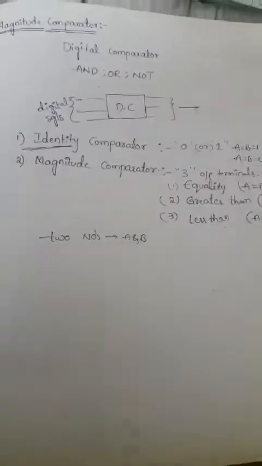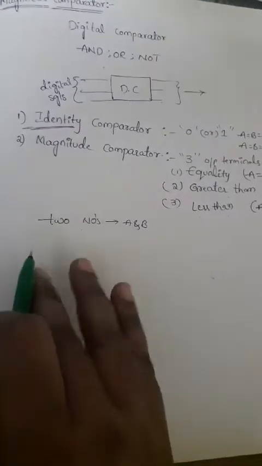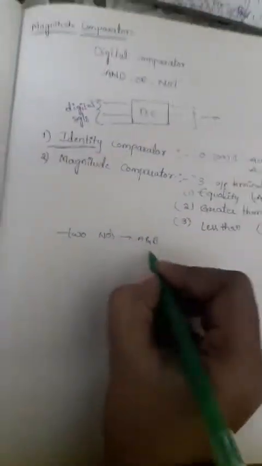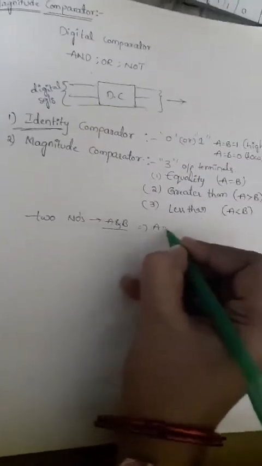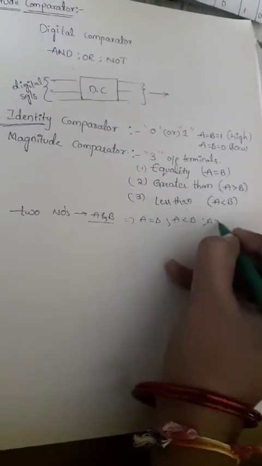So here I am taking two numbers, A and B, and the output has three conditions. These three conditions are A equal to B, A less than B, and A greater than B. Now we will see the block diagram of the magnitude comparator.